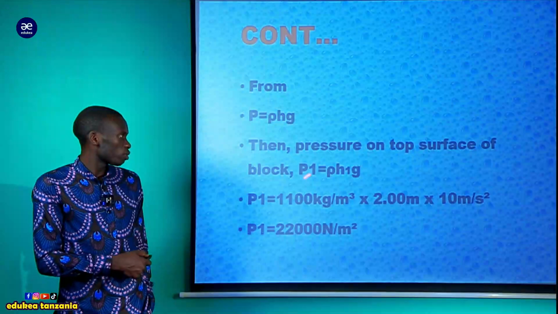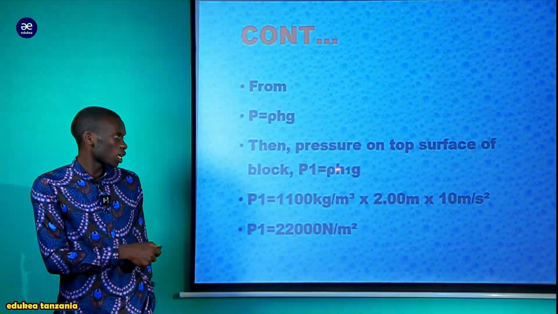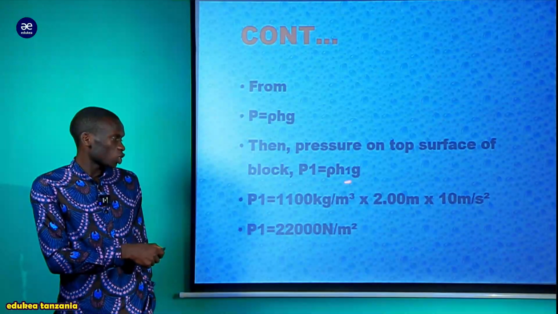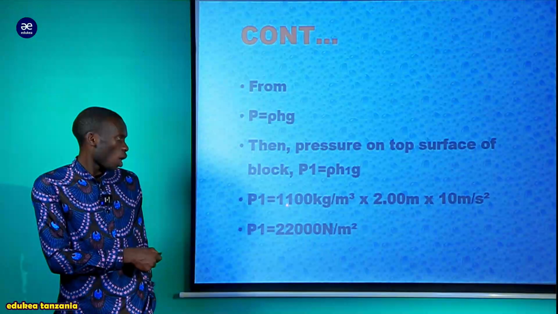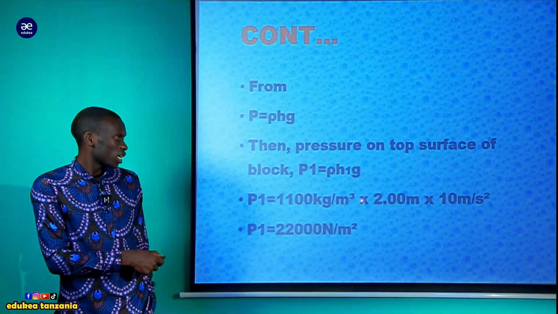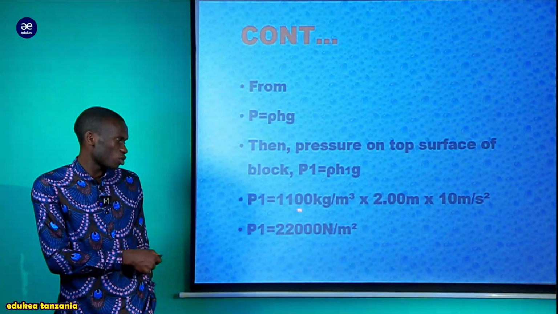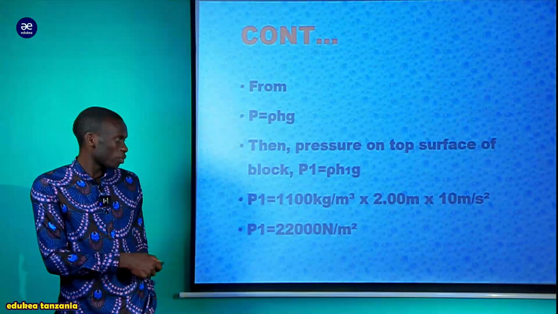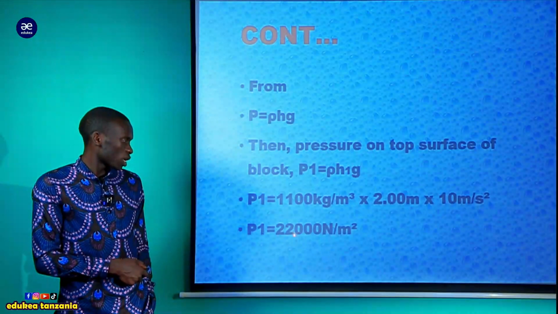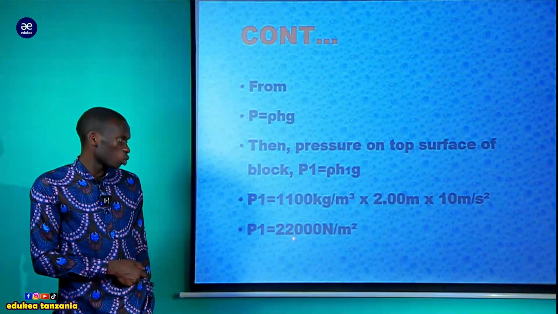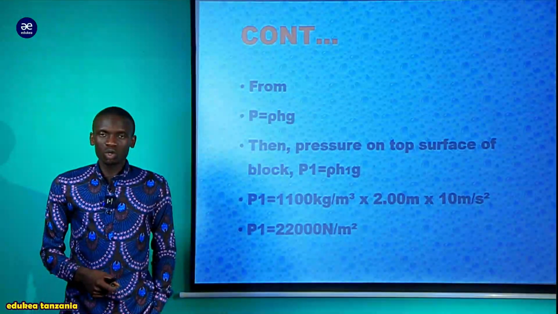Then the pressure at the top surface of the block, P1, will be equal to density of water times height at the top surface times g. Density is equal to 1100 times 2 meter times 10 meter per second squared. If you multiply well here, you will get that the pressure on the top surface is equal to 22,000 Newton per meter square or Pascal.